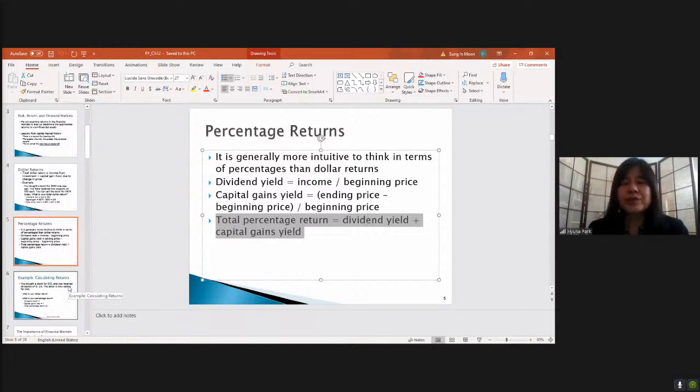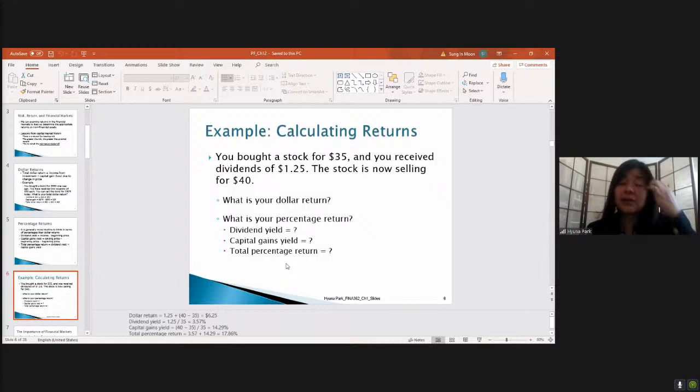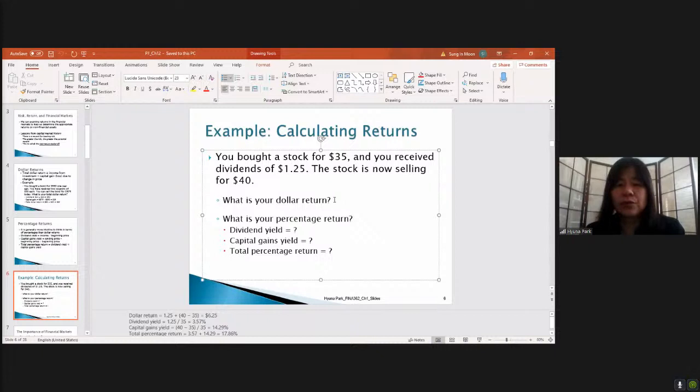All right, here is a numerical example. Suppose you purchase a stock for $35, you received a dividend of $1.25, and the stock price is now $40. What is your dollar return? Dollar return is $1.25 plus $5 capital gains, so your dollar return is $6.25.